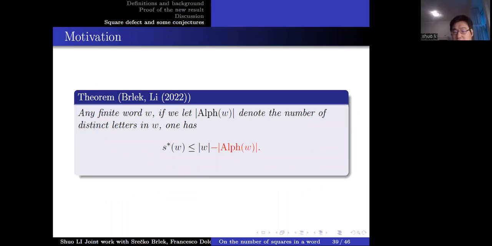So at the end of the talk, let us reveal the motivation of our research. Here I would like to explain why we would like to prove the Fraenkel-Simpson conjecture with this formula, and where the term, the set of alphabet of W, comes from.